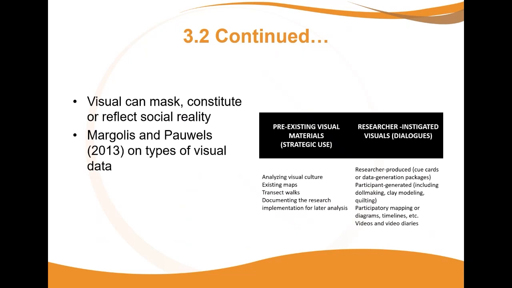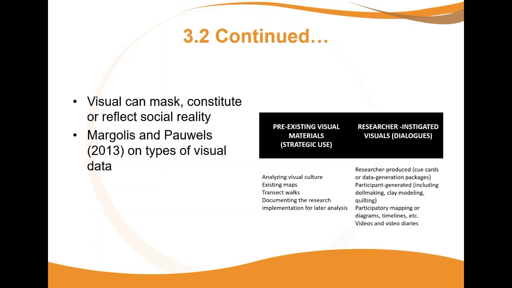Something called the transect walk, where you as the researcher walk with the community through an area and look at spaces where people meet and create and change it. Documenting the research is a visual method. You can write, you can draw maps. You would see with mixed methods, there's a lot of diagramming taking place. So this visual turn has gone into mixed methods and has really inspired it.